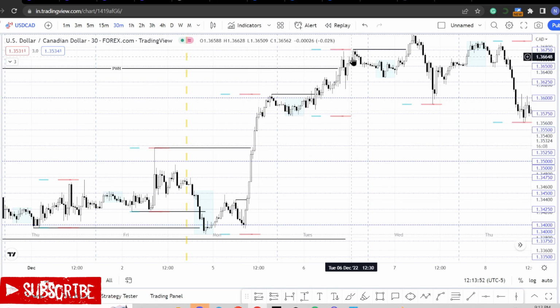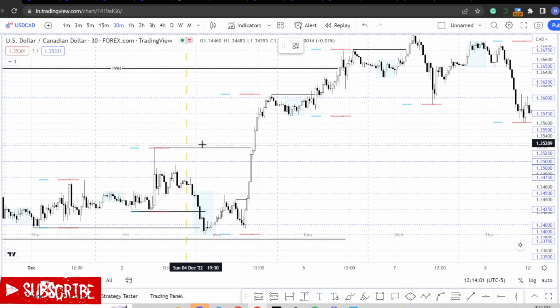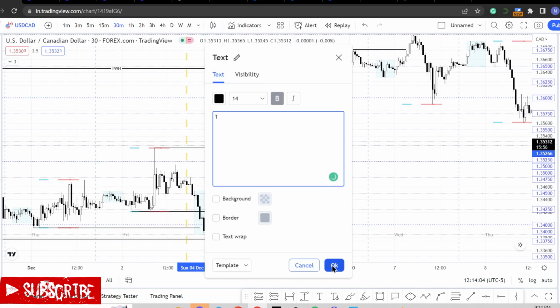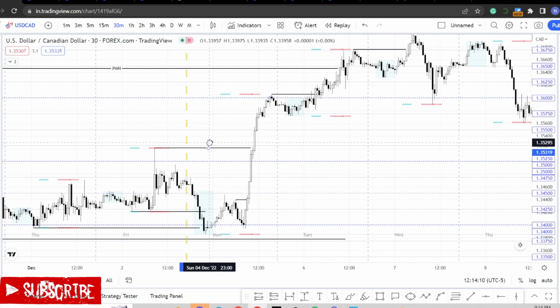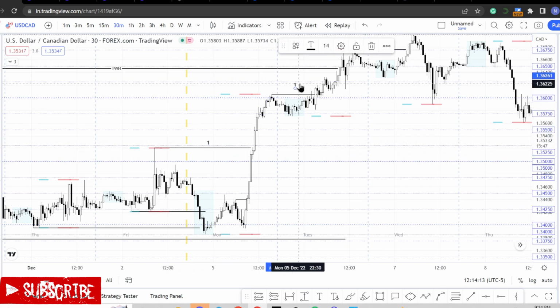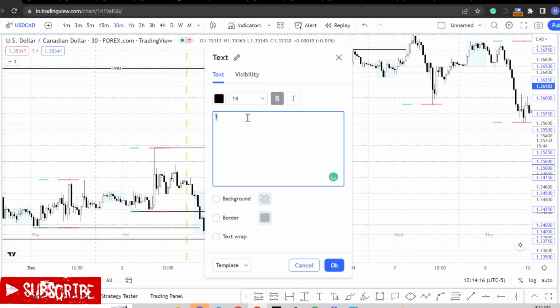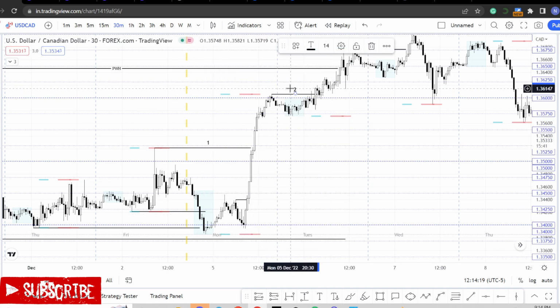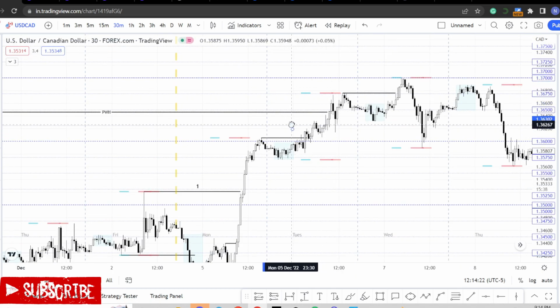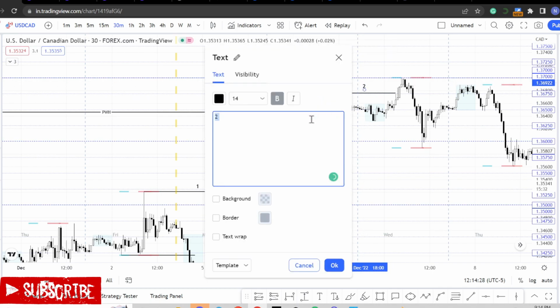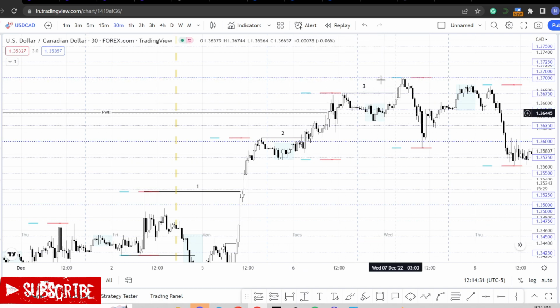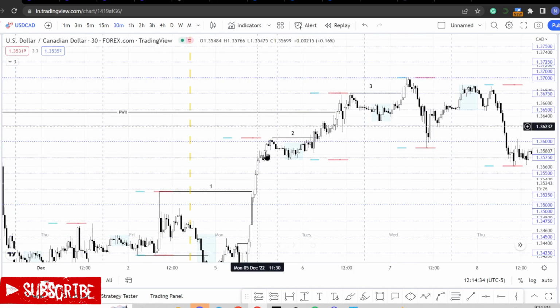Second break, that's our second push. Third break, that's our third push. 1, 2, 3. As simple as that. Okay, first push, second push, then we have our third push. All right, here's our third push. Get it? All right, 1, 2, 3.